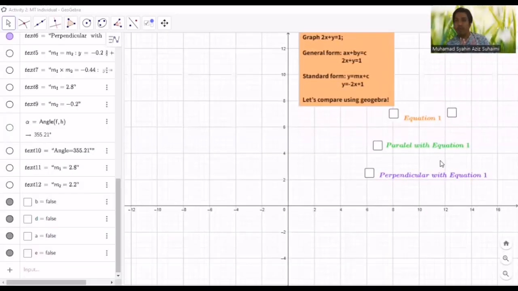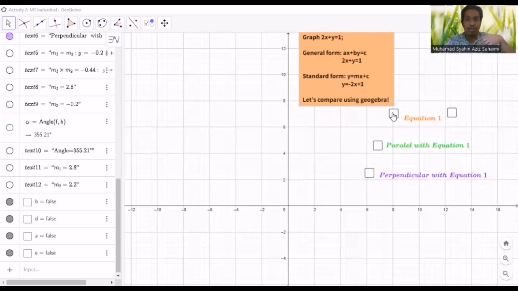Student, now we will continue with the second activity using GeoGebra. We will use this example. We will graph 2x plus y equal to 1 using the general form and the standard form, and we'll compare them using GeoGebra. Will the graph be the same if you use the general form or the standard form, or will it be different? Let's observe using GeoGebra.